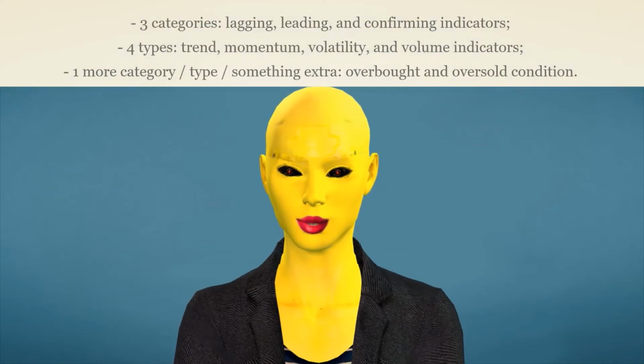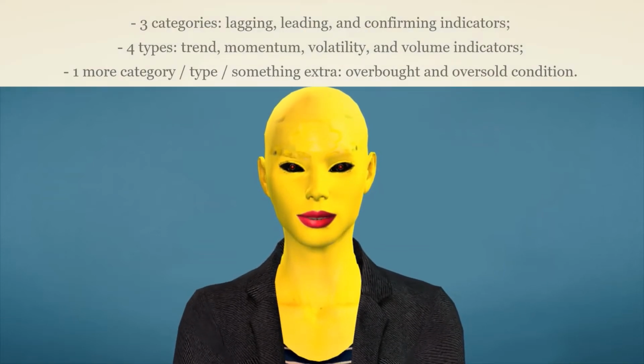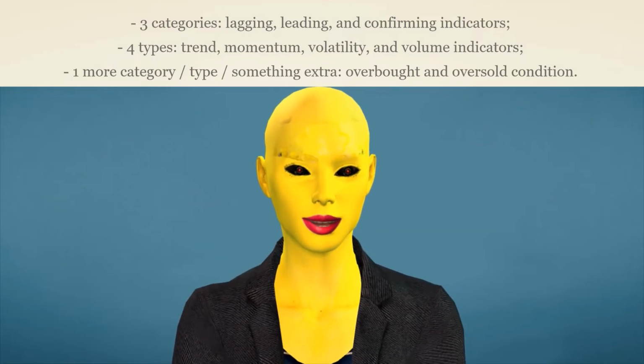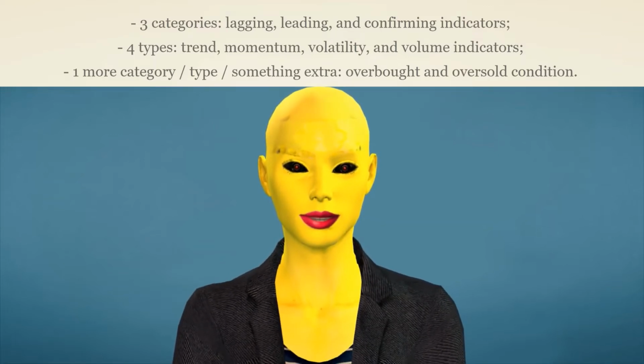There are thousands of technical indicators, like RSI, MACD, Bollinger Bands, stochastic, moving average, parabolic SAR, CCI, ATR, ROC, OBV, super trend, Donchian channel, etc. There are several ways of dividing technical indicators. For example, some say that there are 3 categories: lagging, leading, and confirming indicators; 4 types: trend, momentum, volatility, and volume indicators; and 1 more category, type, something extra: overbought and oversold condition. Technical indicators from one category can be of different types, and also tell something about overbought, oversold condition.